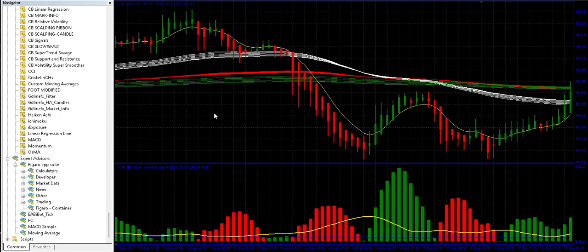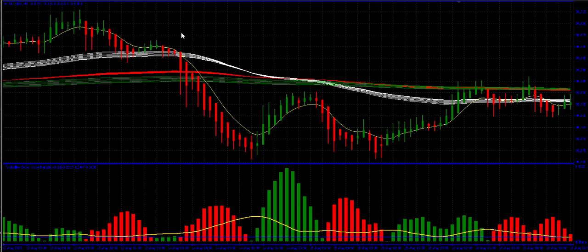Okay. But you just got a basic overview of how the ribbons work and the linear regression. And you can use this here as well to help you make smart decisions.